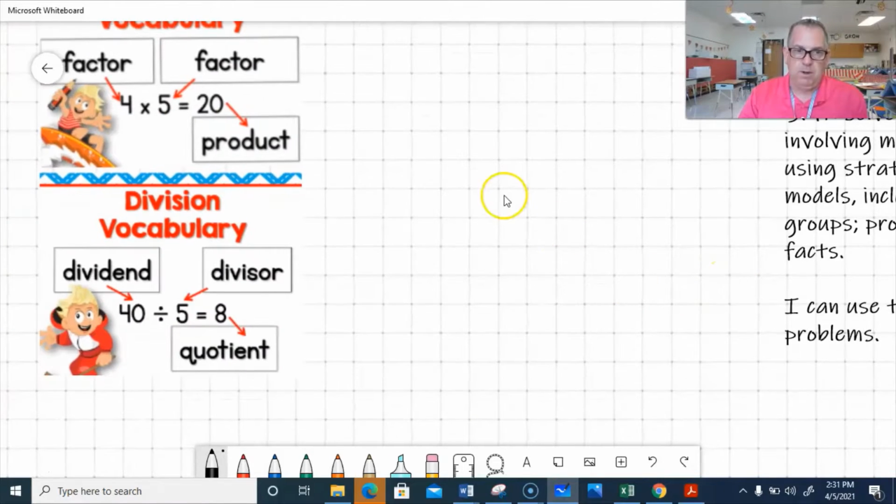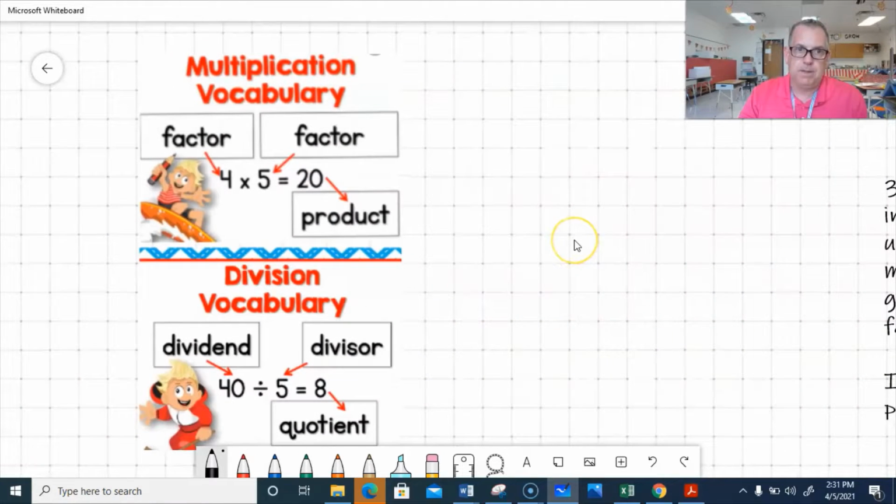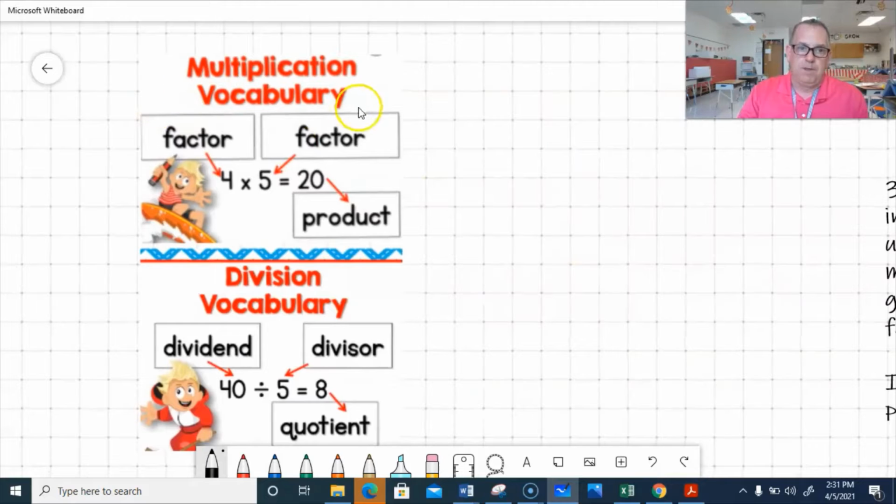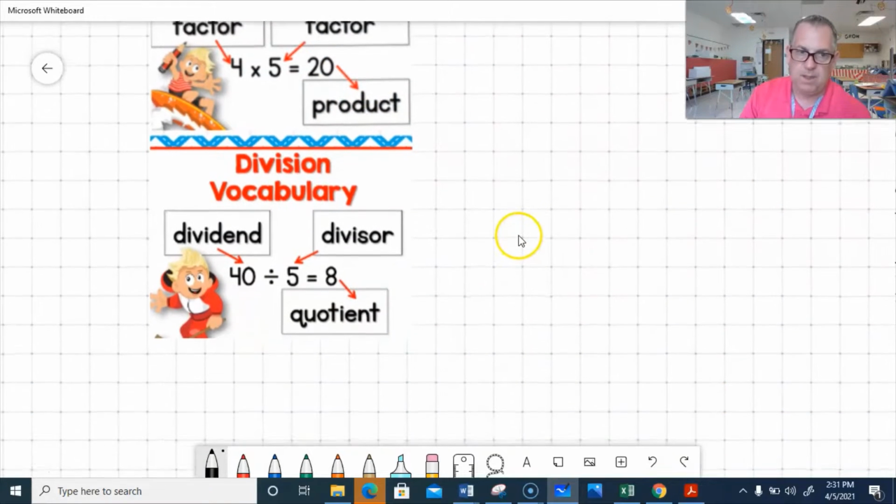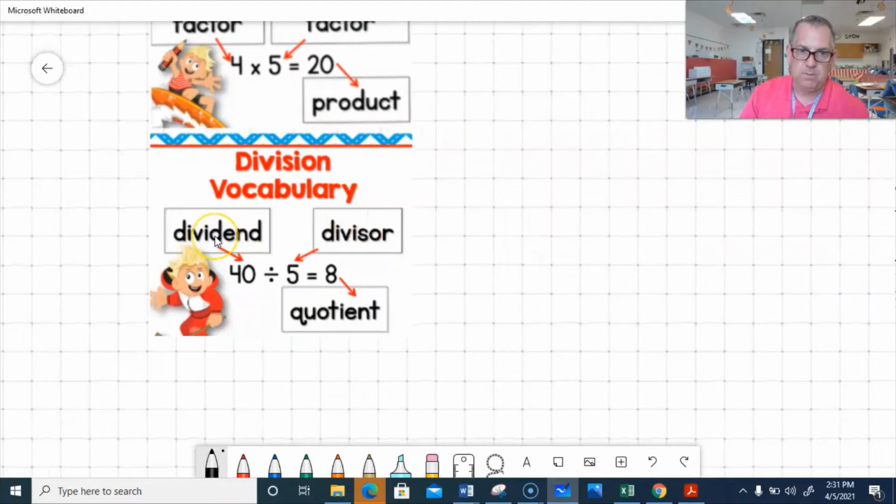Talk about the vocabulary really quick. For multiplication vocabulary, there's a factor times factor equals a product. So the factors are the numbers we put together in a multiplication sentence, and the product is the answer. And division vocabulary, we have dividend, divisor, and quotient.